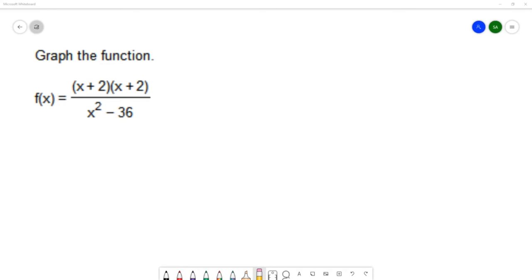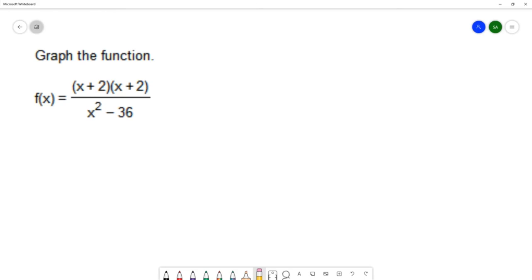For this question, we want to graph the function f of x equals (x + 2)(x + 2) over x squared minus 36. So this is called a rational function because we have a variable in the denominator. There are a bunch of things that I want to pull together in order to understand what the graph of this function is going to look like.